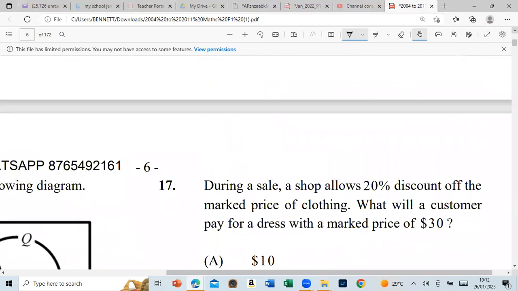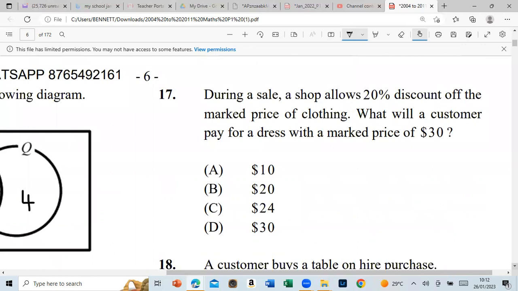Number 17. During a sale, a shop allows 20% discount off the marked price of clothing. What will a customer pay for a dress which is marked a price of $30? So it's 20% discount. Let's find 20% of $30.